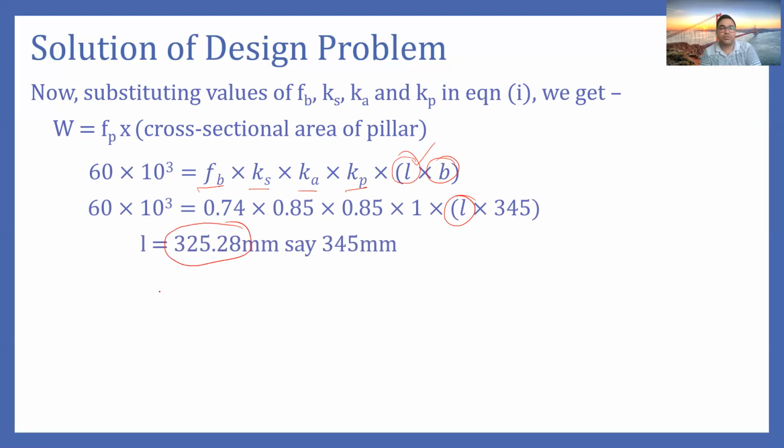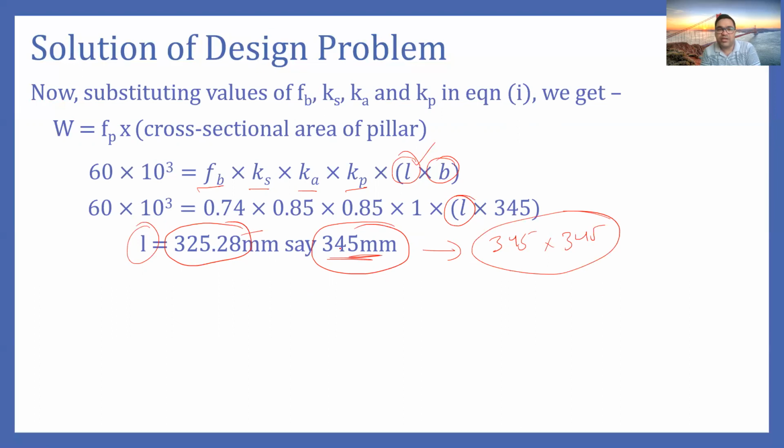Now we again have to increase this value so that it becomes a multiple of 115. So we have to increase this value to 345, and now L becomes equivalent to the value of B. It means the pillar so designed is a square pillar with dimension 345 by 345.